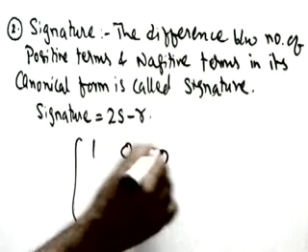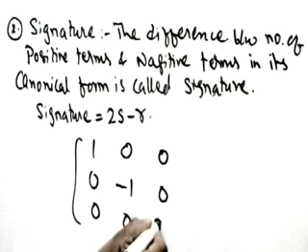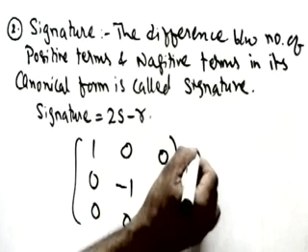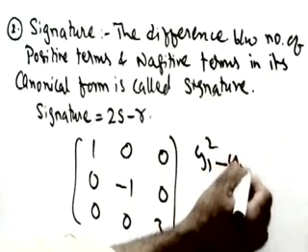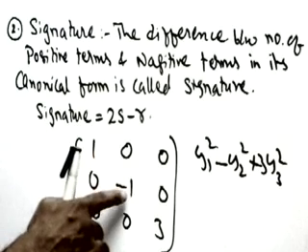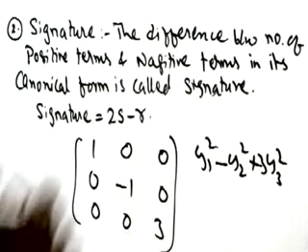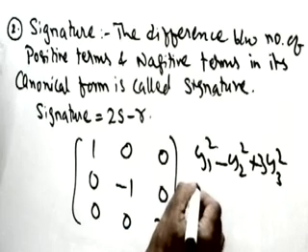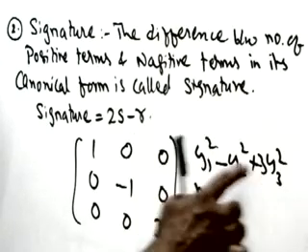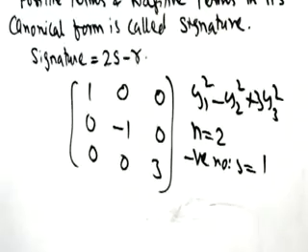Suppose you are having an example: 1, 0, 0, 0, minus 1, 0, 0, 0, 3. So what is the quadratic form here? The canonical form is y1 square minus y2 square plus 3y3 square. Now see how many positive terms are here: 1, 2, 3. We are having two positive terms, so n equals 2. And the number of negative terms we are having is 1.